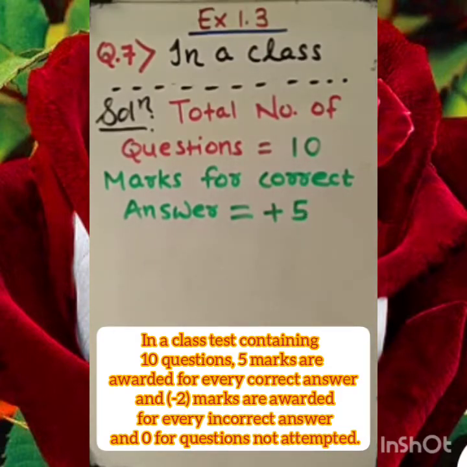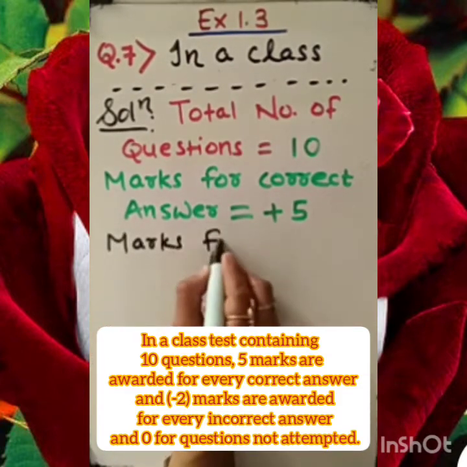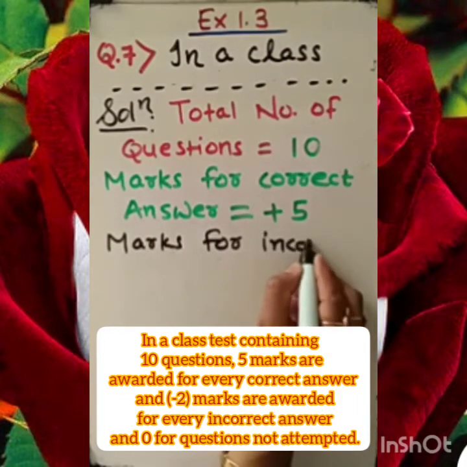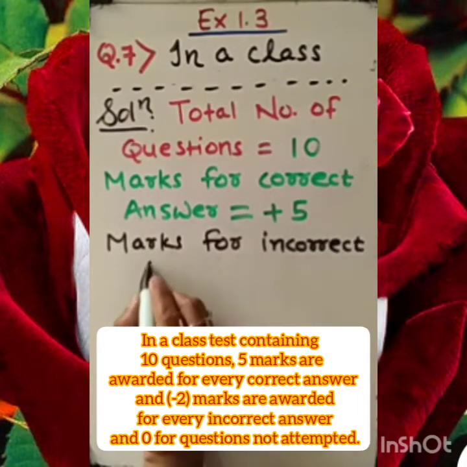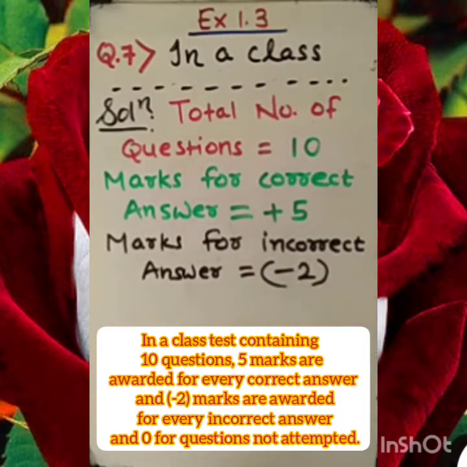Next we are given marks for incorrect answer: minus 2 marks. Marks for incorrect answer, as we know it is deducted, so it will be minus. Here it is minus 2 marks. For a correct answer 5 marks will be received, and for an incorrect answer minus 2 marks will be received. And of course, 0 for a question not attempted.